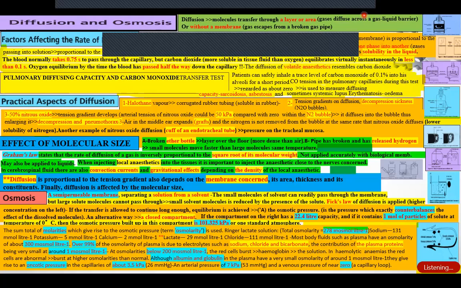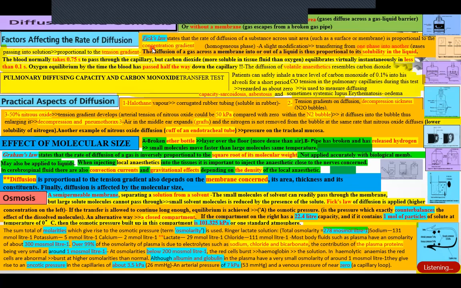Diffusion means that the molecules transfer through a layer or an area, with or without a membrane, such as a broken pipe where nitrogen can escape from it. This illustration shows how the gas diffuses through the alveoli and then the capillary alveolar membrane, and after that to the blood, and after that from the extracellular fluid to the cells. So this process is called diffusion.